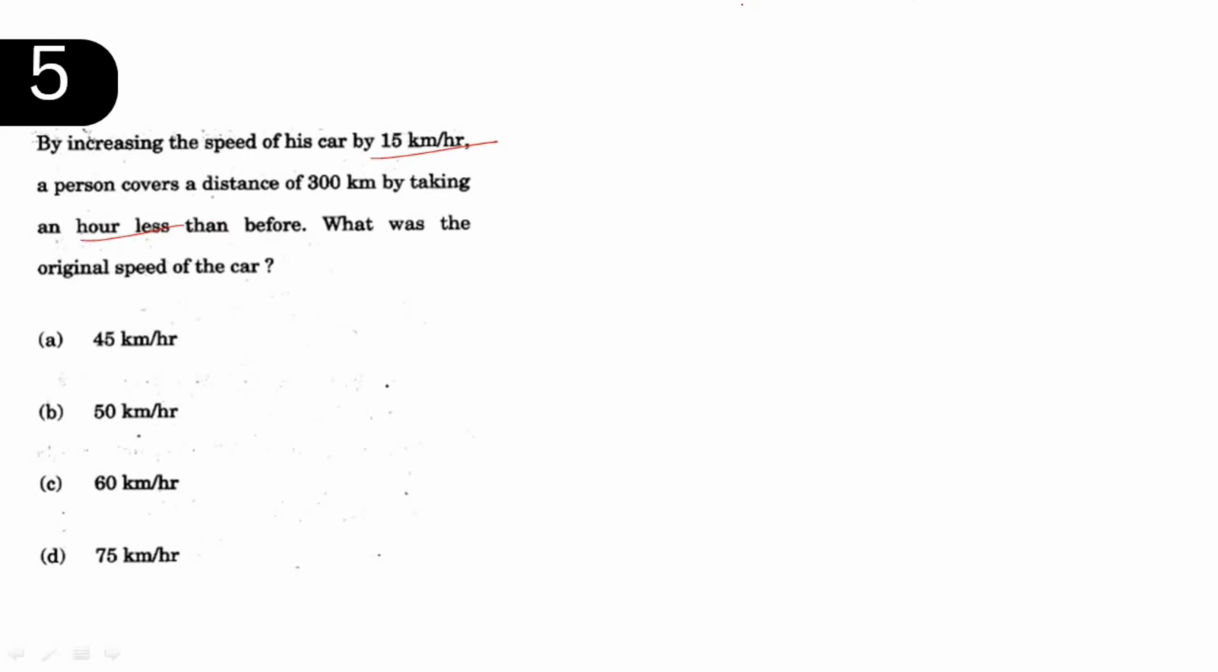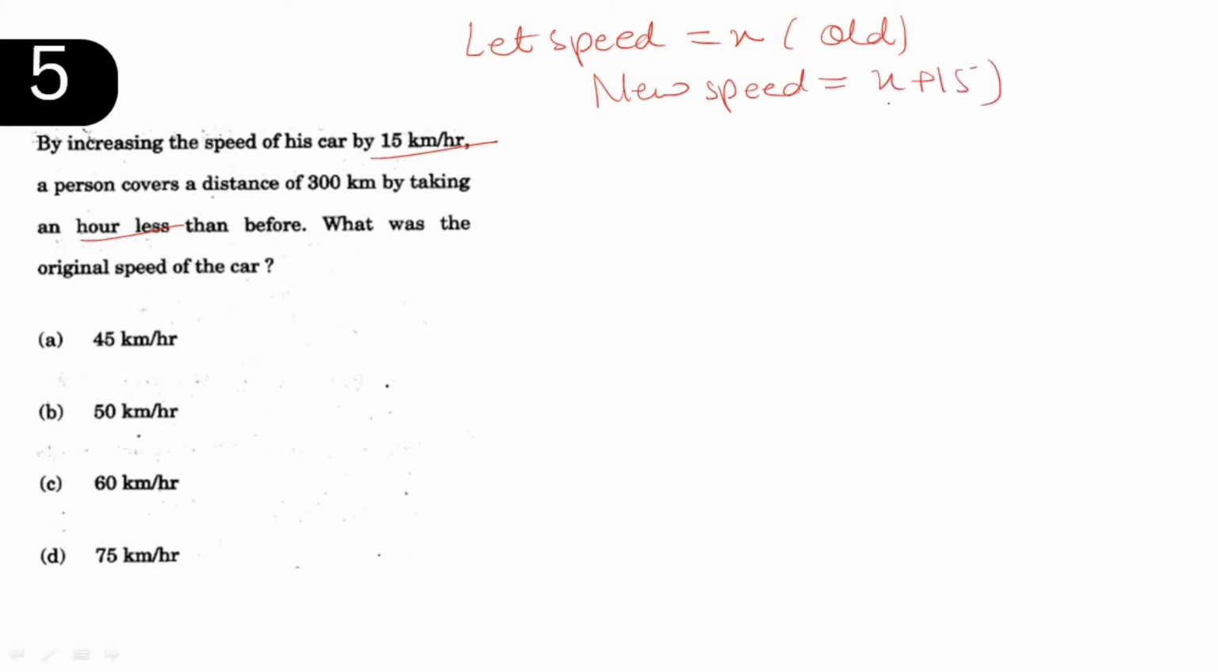So let the speed earlier be x. This is the old speed. So what is the new speed? We have increased the speed by 15 km per hour. Here also it is in kilometer per hour, because the units are given in kilometer and hour.